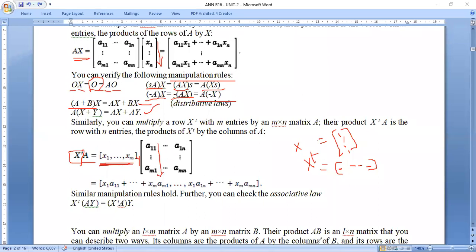Similarly, we have an associative law for this matrix. x to the power of t of A into y equals x to the power of t into A into y. Both will give the same kind of results. This is the associative law.